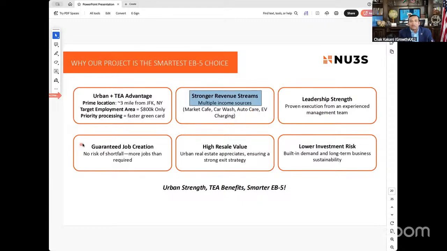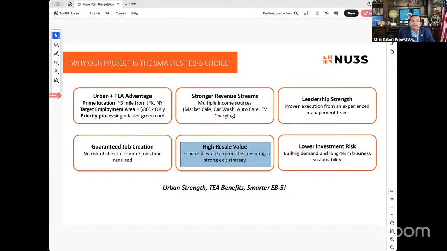So in our case, we have a super strong revenue stream. We are not only urban, we are actually super urban, meaning New York City, the top urban of urban, right? We are urban and we are TEA. That means we get the same priority as rural. So the rural advantage is mitigated, with the super advantage that you have strong revenue, guaranteed job creation because of the revenues, and because of the jobs, we are already hiring people. So that is the best part of it. And there's a high resale value.